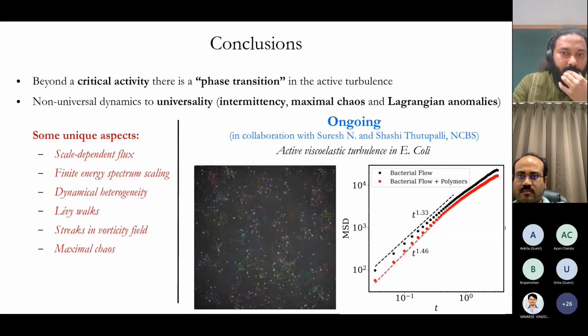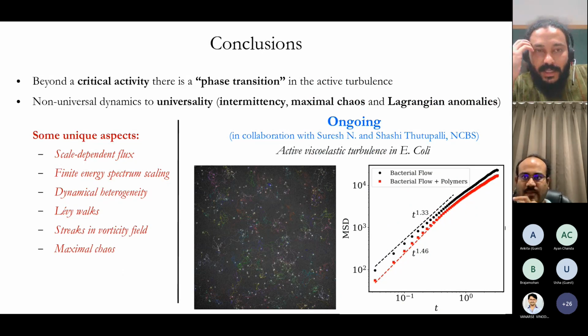And that brings me to the end of my talk. I just want to end by saying that we observe this sort of phase transition in active turbulence beyond a critical activity, where your dynamics goes from being non-universal to universal.